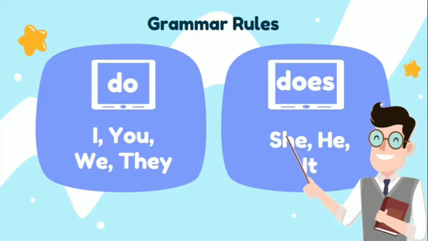The next grammar rule in simple present is about the auxiliary verb. Auxiliary verb is used for sentences that express negative form or interrogative form. Do is for subject I, you, we, and they. And auxiliary verb does is for she, he, it, and third person singular.